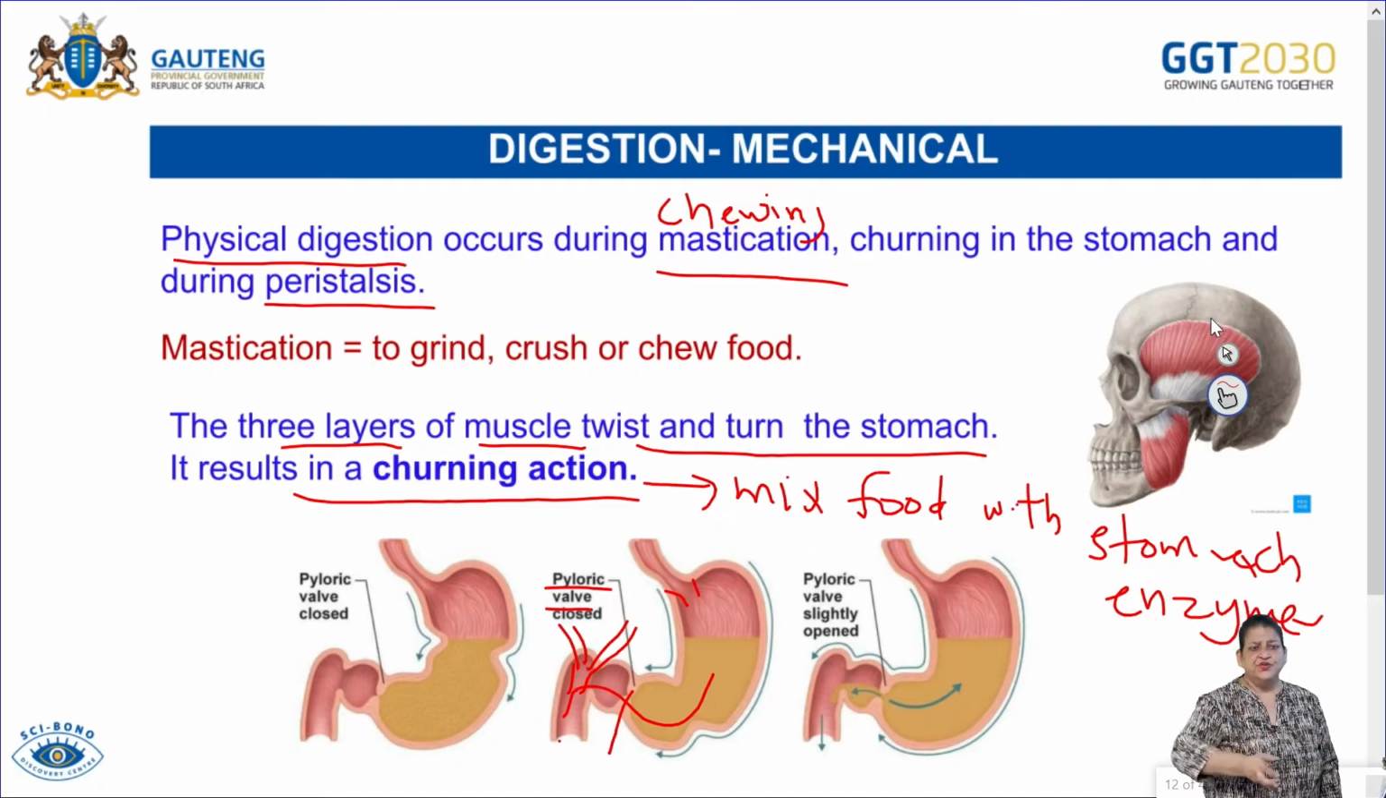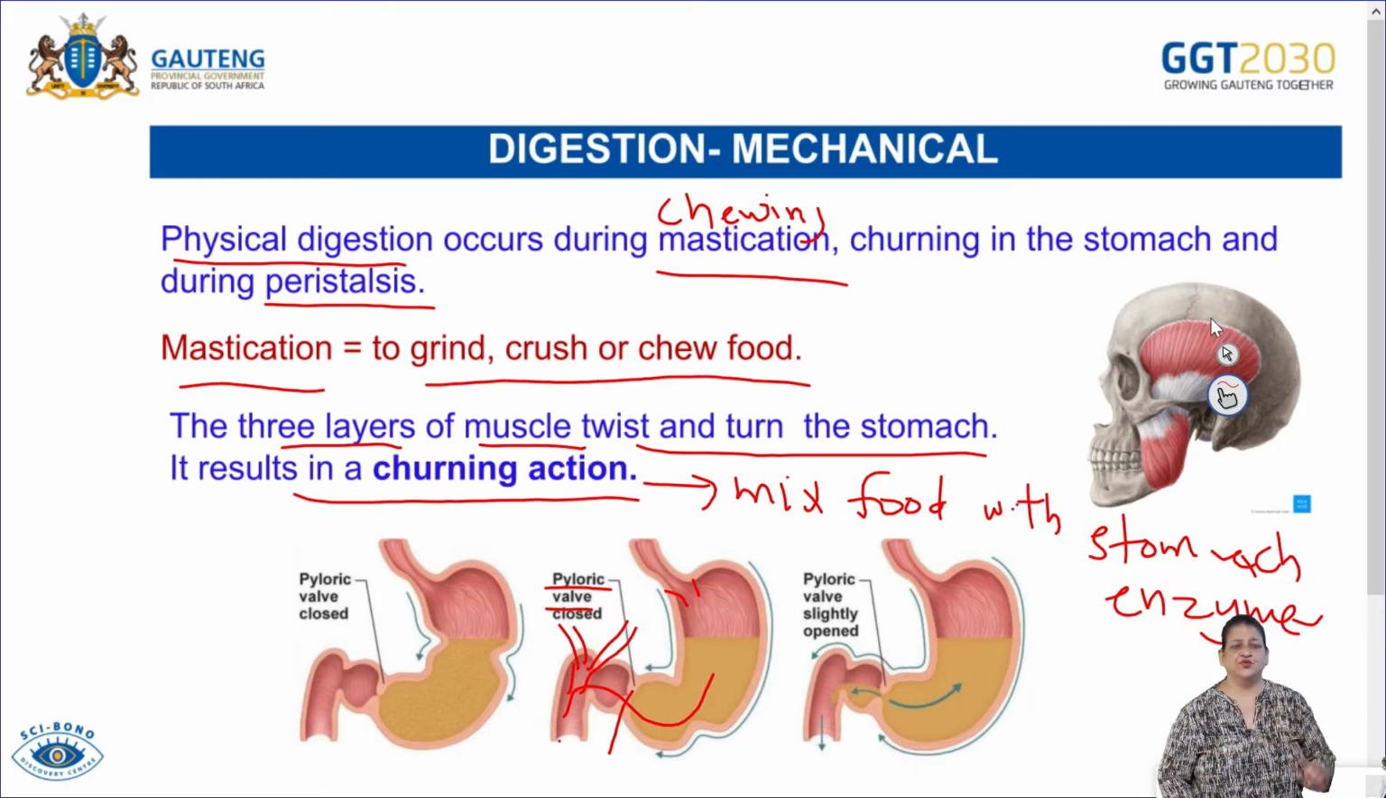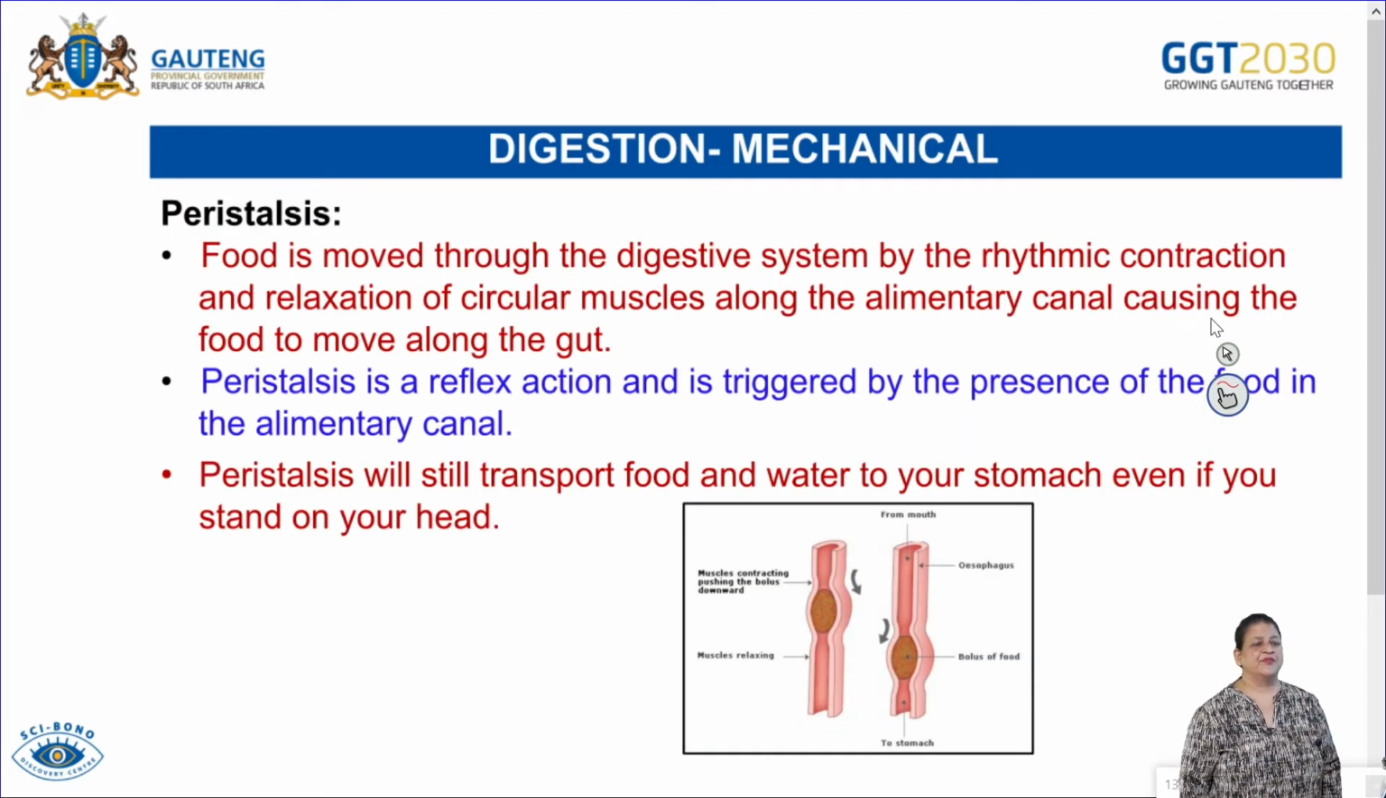Mixing of the food in the stomach by muscular contractions: churning. Okay? Breakdown of food by teeth and by muscles: physical or mechanical digestion. Breakdown of food by enzymes: chemical digestion. Mastication is chewing, grinding or crushing the food, making it into very, very small pieces. Peristalsis. What did we say? Here is a diagram of peristalsis.